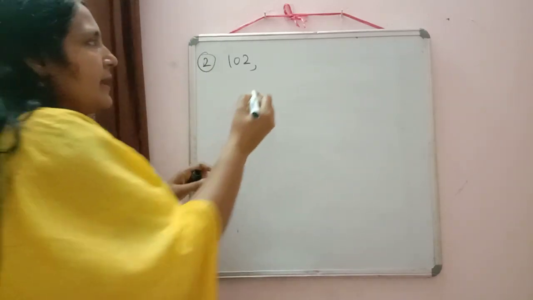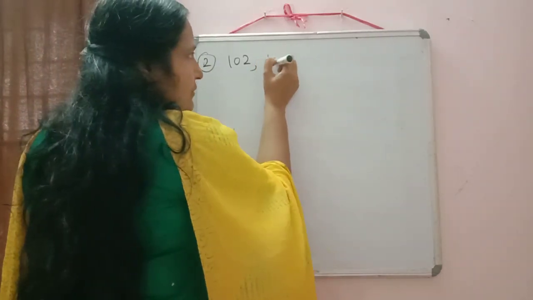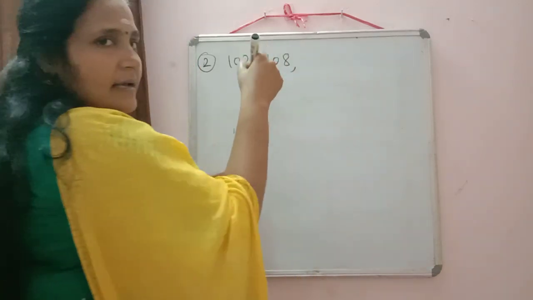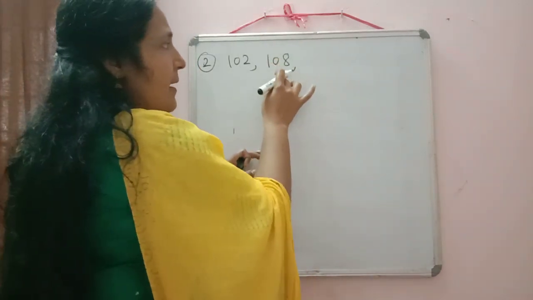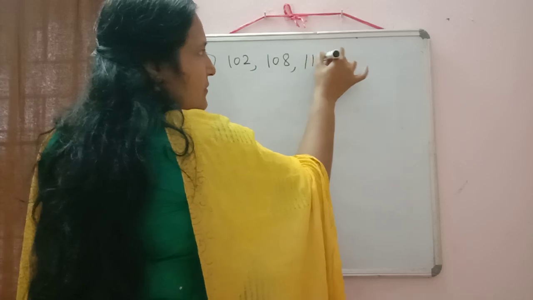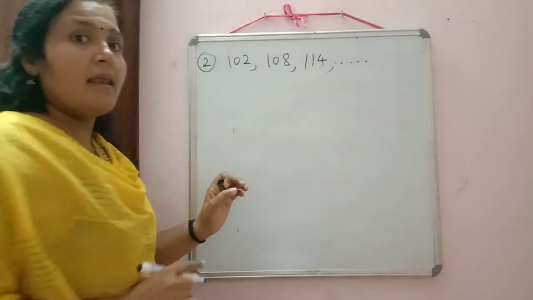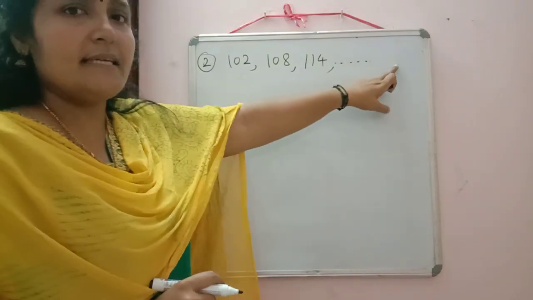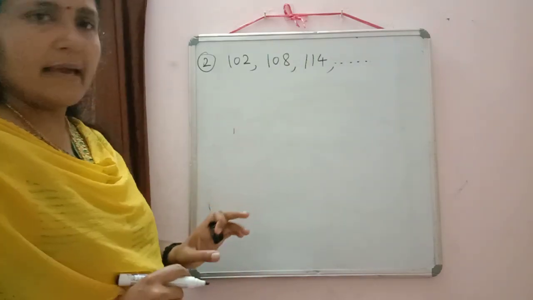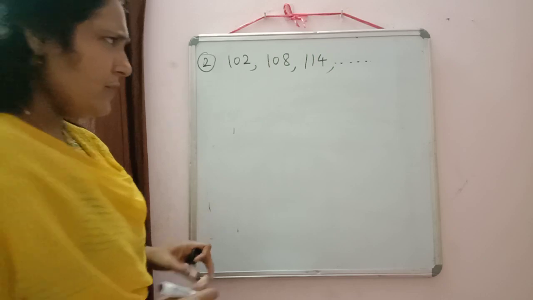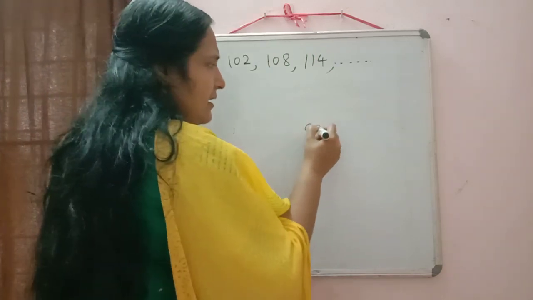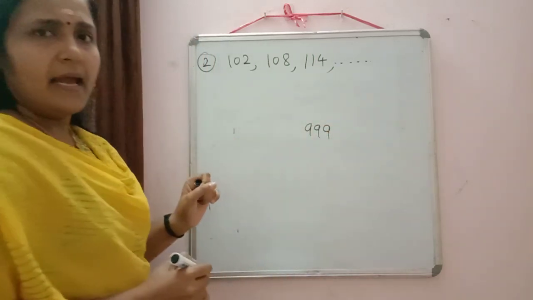Next we will write 102 plus 6. So that will be equal to 108. Next again 108 plus 6. So that will be equal to 114. In this way we have to check what will be the last 3-digit number which is divisible by 6. We know the largest 3-digit number is 999.